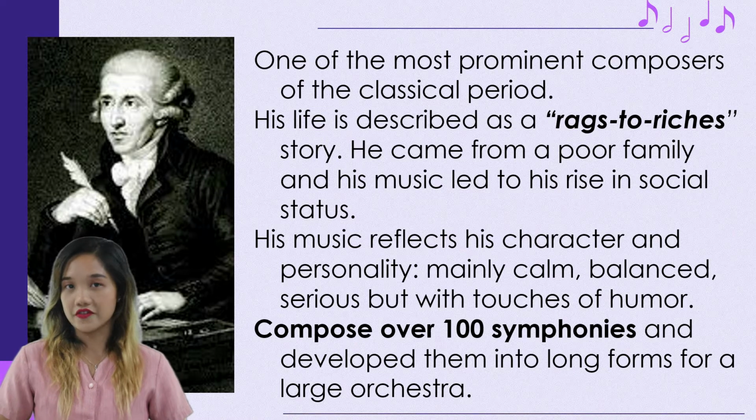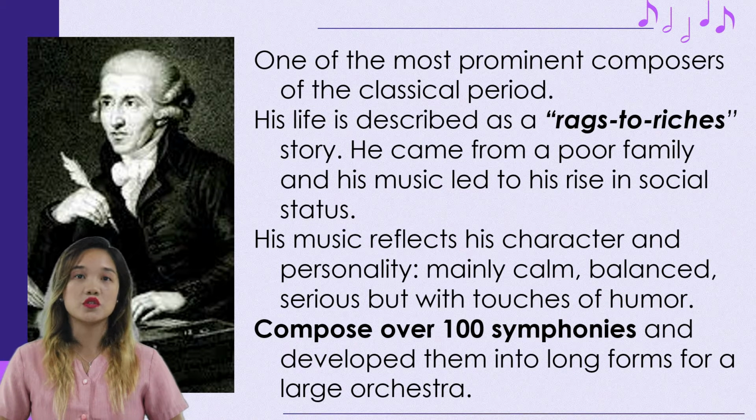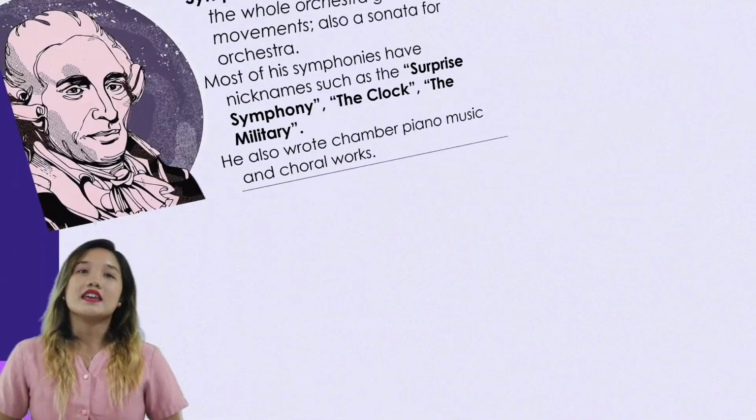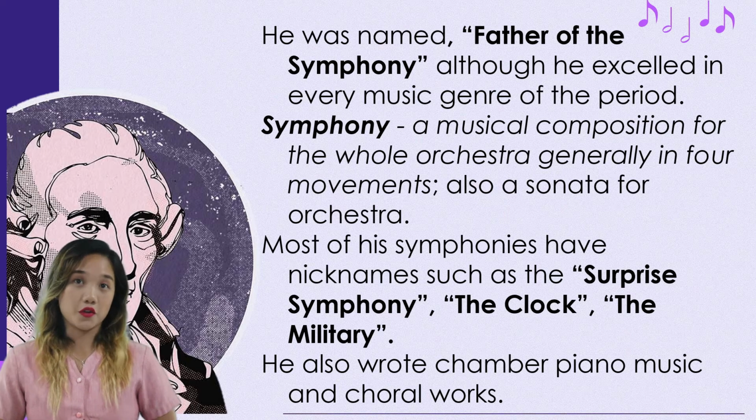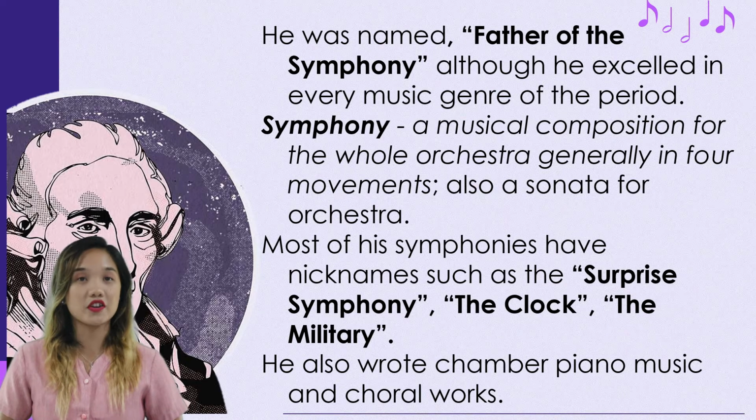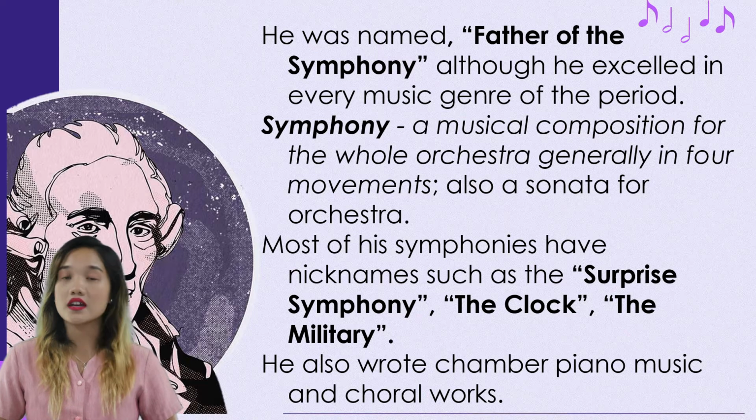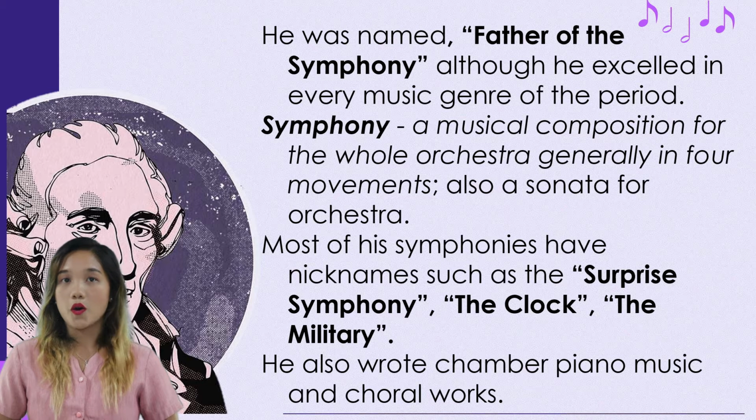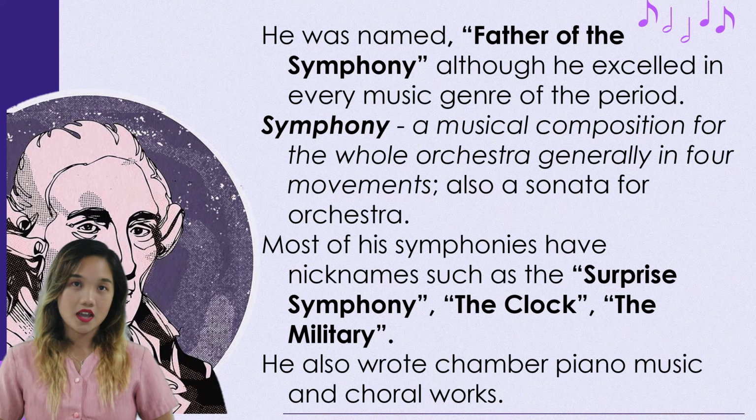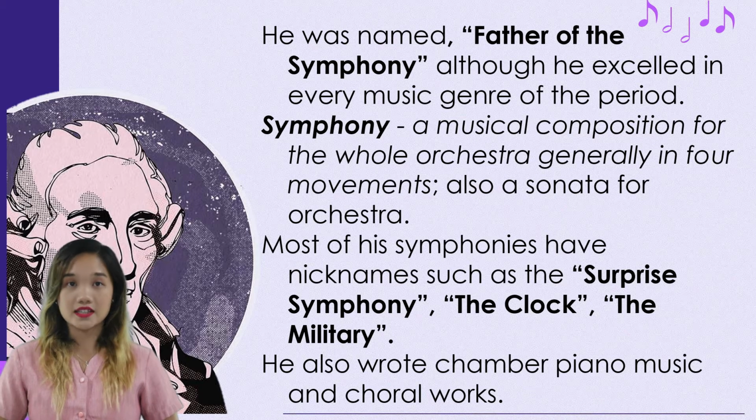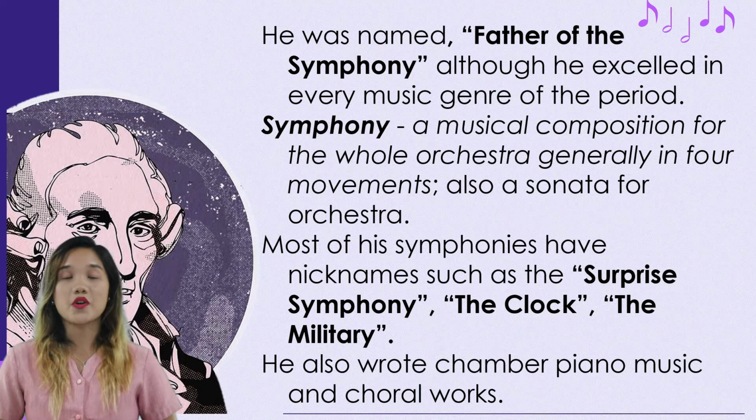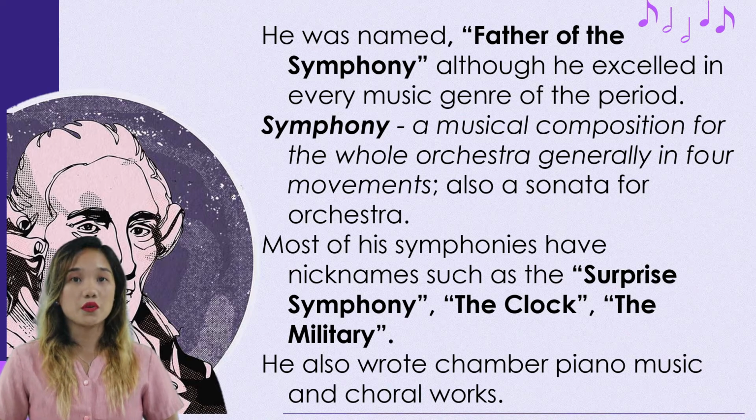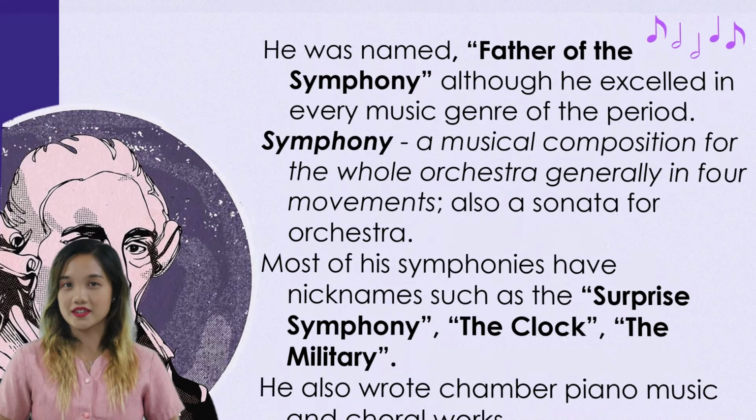He composed over 100 symphonies and developed them into long forms for a large orchestra. He was named Father of the Symphony, although he excelled in every music genre of the period. A symphony is a musical composition for the whole orchestra, generally in 4 movements, also a sonata for orchestra. Most of his symphonies have nicknames such as the Surprise Symphony, the Clock, the Military. He also wrote chamber, piano music and choral works.